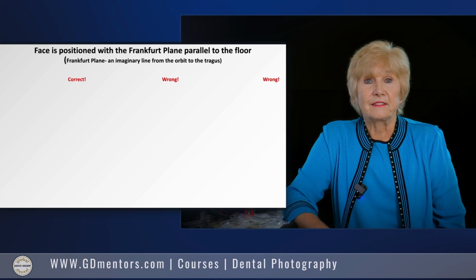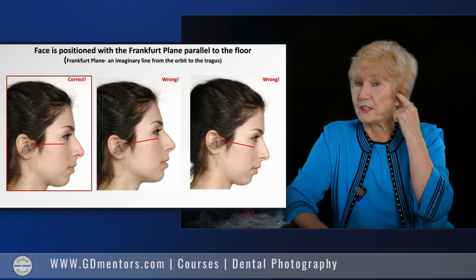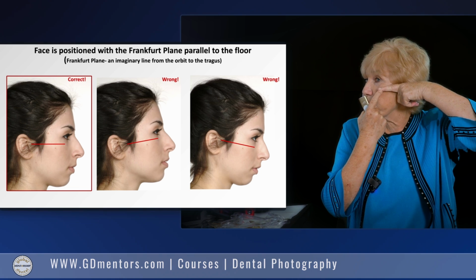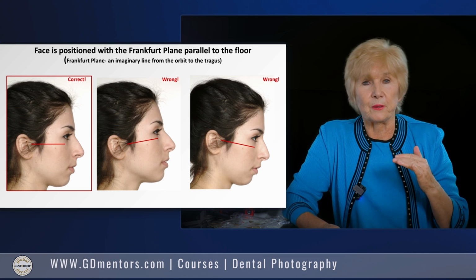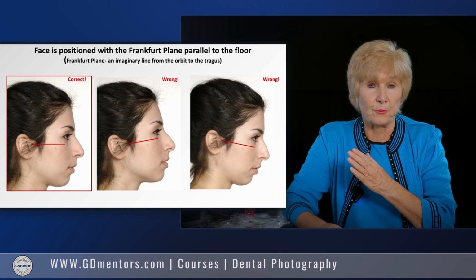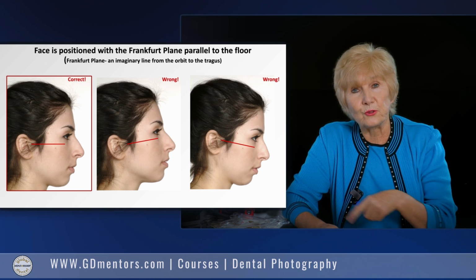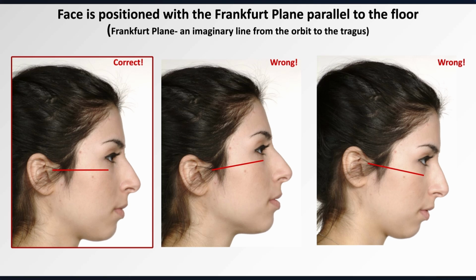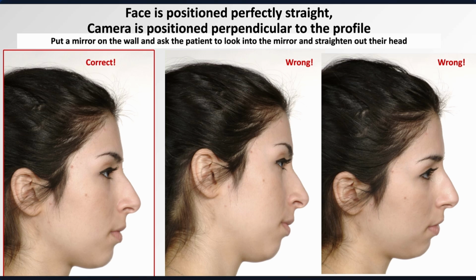The Frankfurt plane is that imaginary line from the orbit to the tragus, and the patient's head has to be perfectly positioned so that the Frankfurt plane is parallel to the floor. The other thing is, when the patient's head is tilted, if you can possibly put a mirror on the wall for the profile view, so you can tell the patient, look in the mirror and make sure your head is straight, then you don't have to go around and position them again. It's a real time saver. Okay, you see again how the profile changes when the head is slightly tilted.